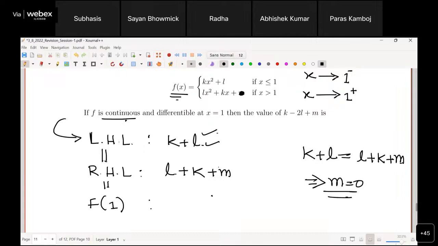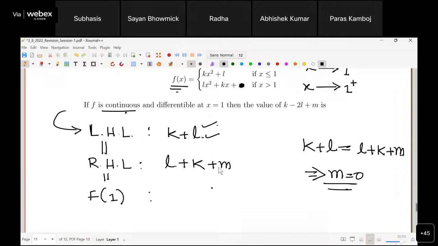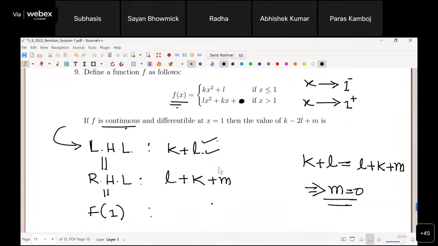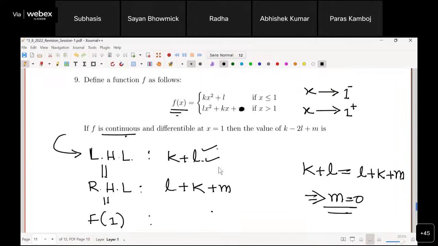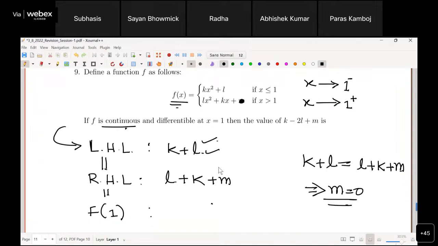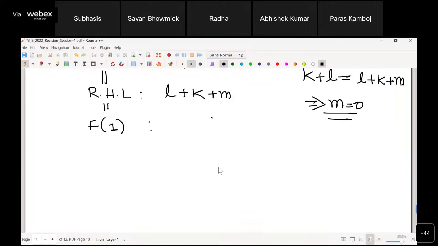Then what is the next thing I need to check? I have the two derivatives, the left-hand derivative and the right-hand derivative. How can you check? Since it is differentiable, we don't need to use the limit formula, I mean the first principle formula. We can just take the derivative, the way we usually take derivatives. Yes, correct.